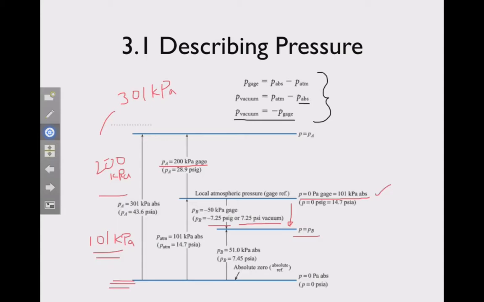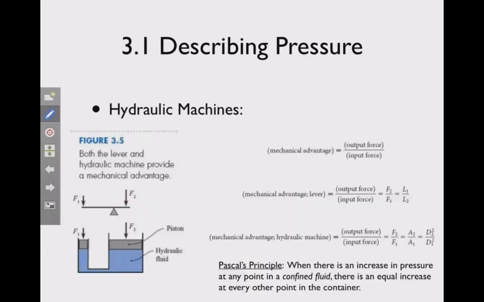So that's really it. We can see that we've got a definition of the gauge pressure being greater than atmospheric pressure. This is the atmospheric pressure, which is relative to 0 here on the absolute scale, and we have a vacuum pressure, which is less than atmospheric.